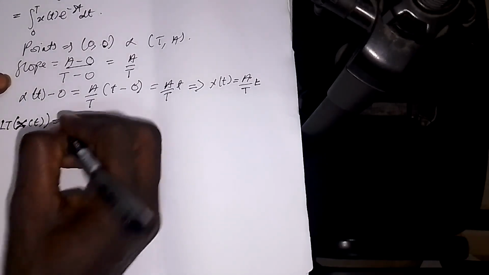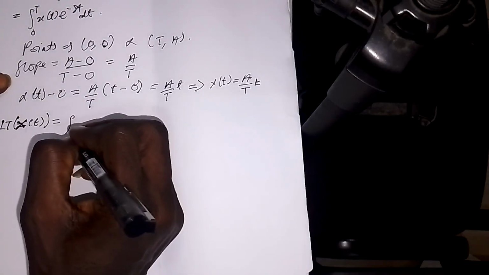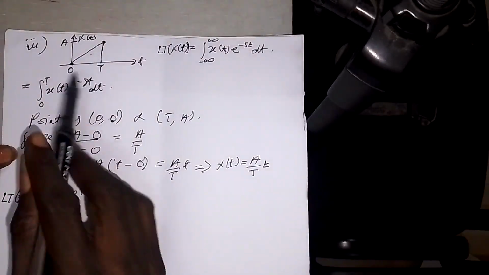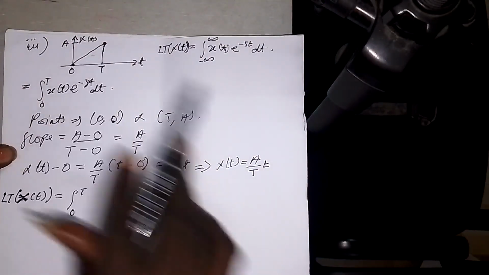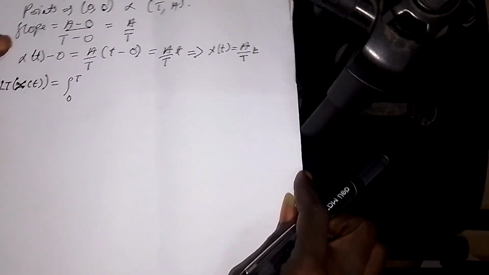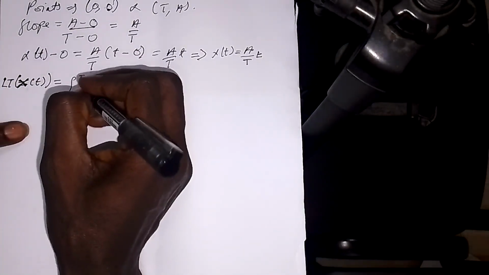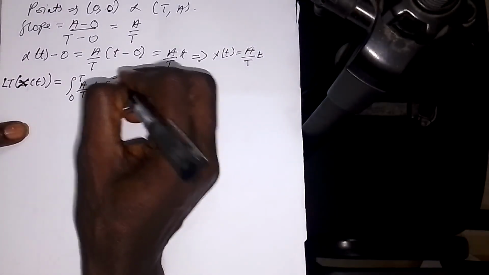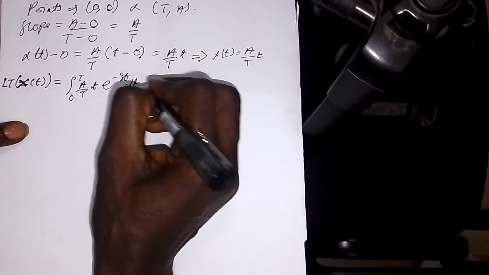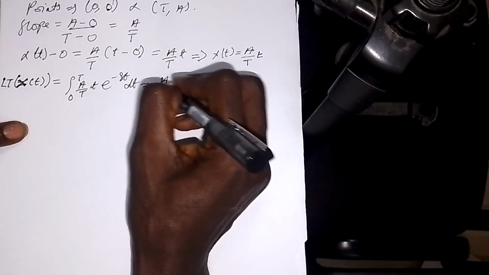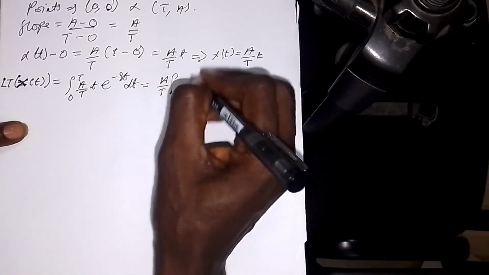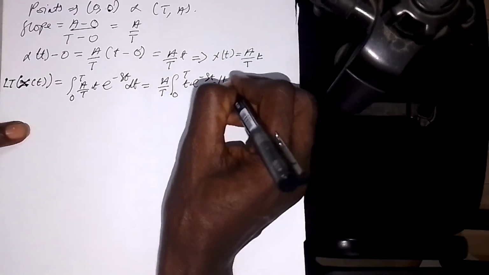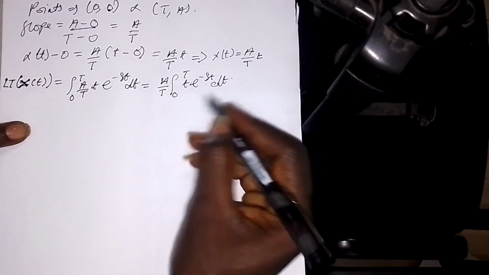T is now equals to here 0 to T, because my signal is occurring from 0 to T. Okay, so now if I have that one, then I'm going to have A on T into E minus ST dt, which is equals to A on T into the integral from 0 to T of T into E minus ST dt. Okay, so this is integration by parts.